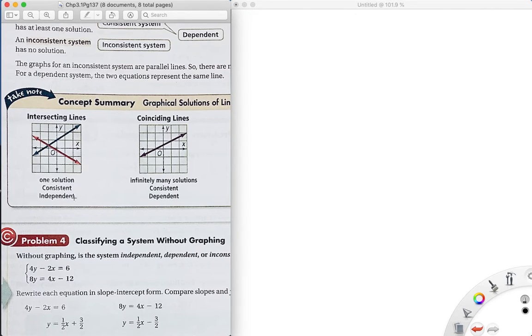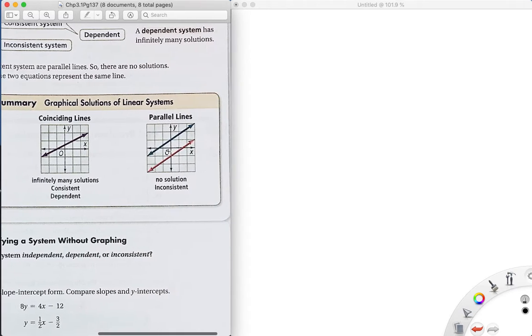This is consistent and independent because it is two separate lines that have one and only one intersection point. One solution, consistent, independent over here. Infinitely many solutions, consistent and dependent over here.